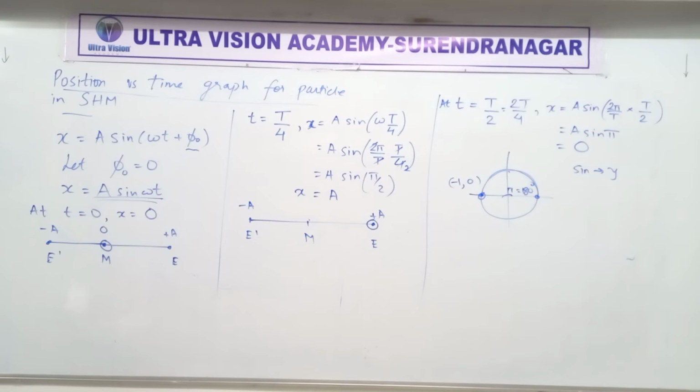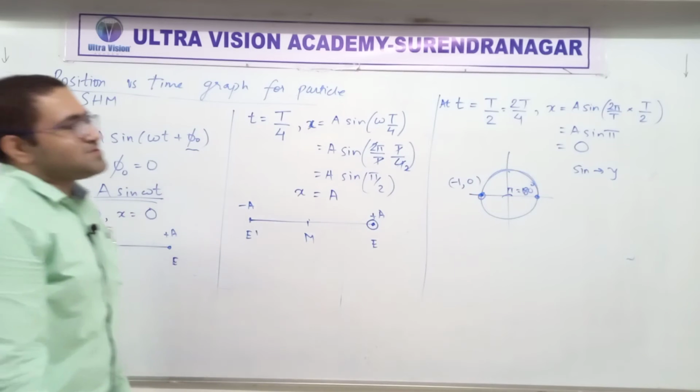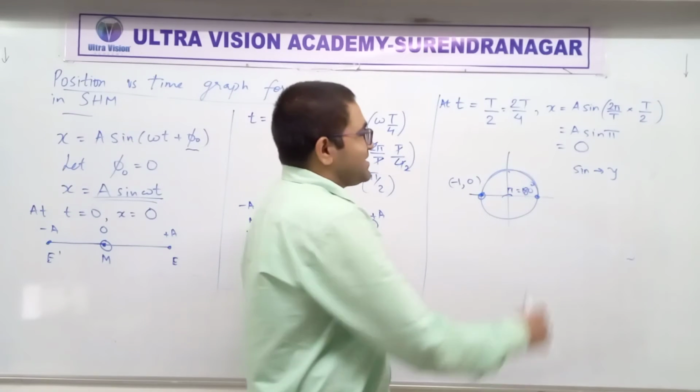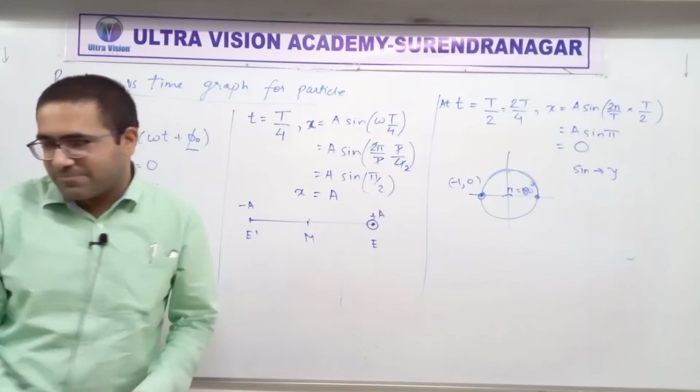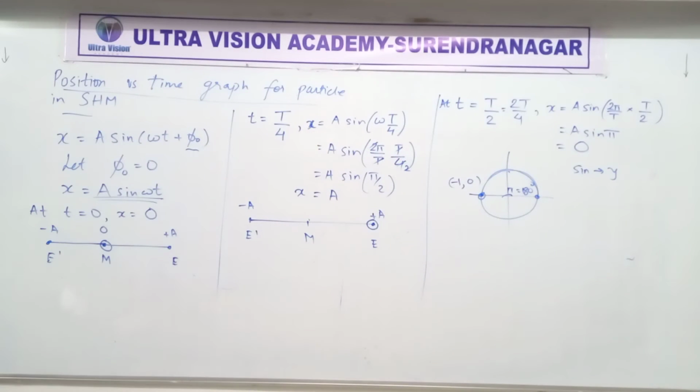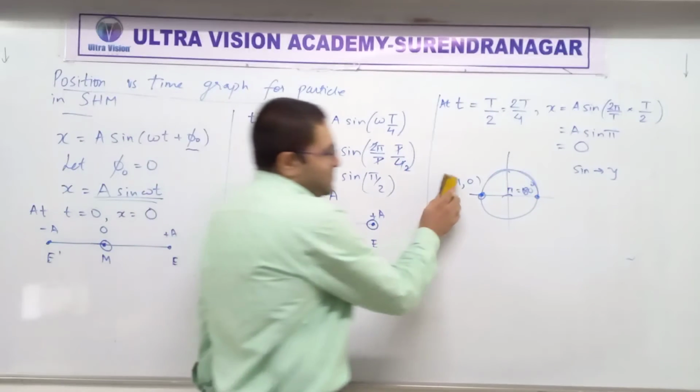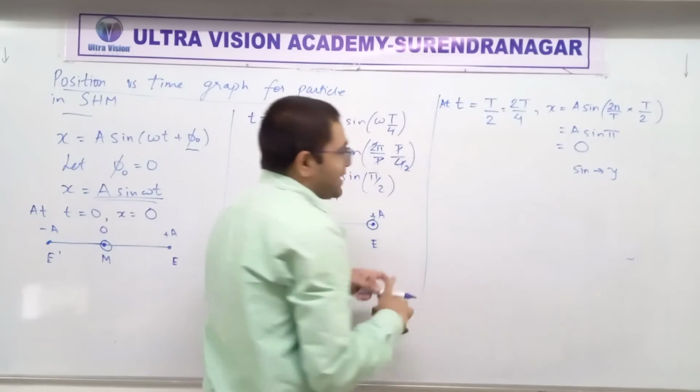Clear or not clear? Okay, sine 180 degrees is 0. Sine pi is 0. So x equal to 0. Okay, let's draw a diagram now. I am erasing this circle. Okay, we don't need it. That was for explaining the maths.